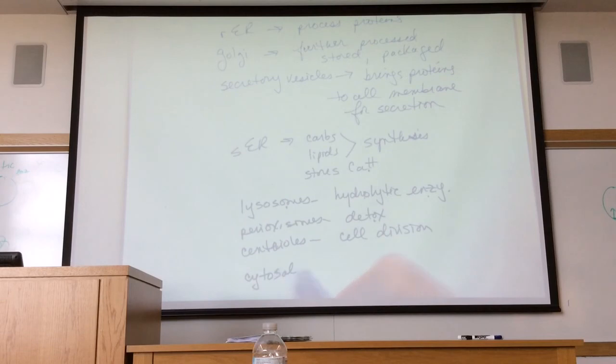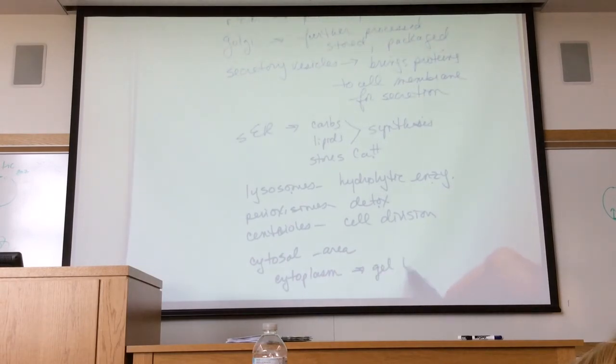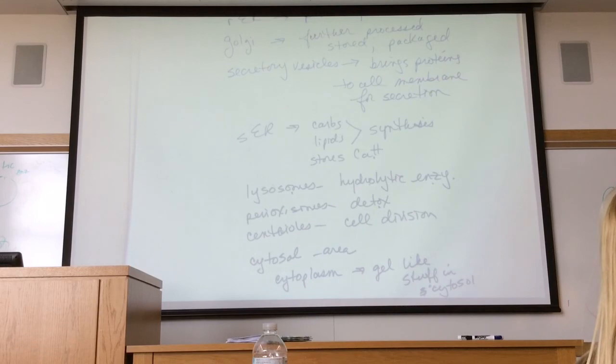Cytosol is the area between the nucleus and the cell membrane. And cytoplasm is the gel-like stuff in the cytosol. But the cytosol and the cytoplasm are not organelles. The cytosol is an area and the cytoplasm is this gel. Organelles are the ones above that.